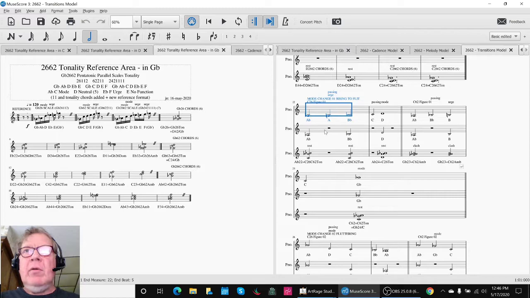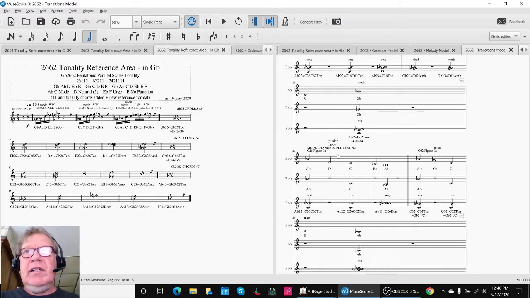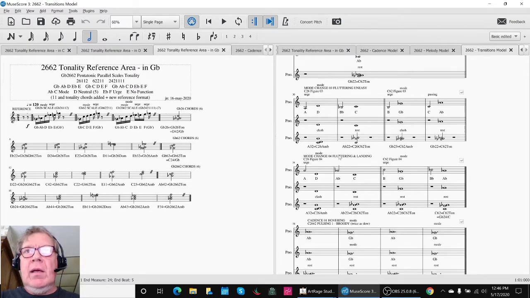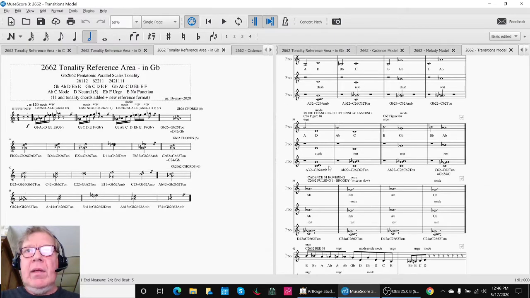This is an example where we went to minor, major, and changed the mode. And then down here, we stayed entirely within the 2-6-6-2 mode. And that's hovering. It's still moving a little bit. You like the B, like that.